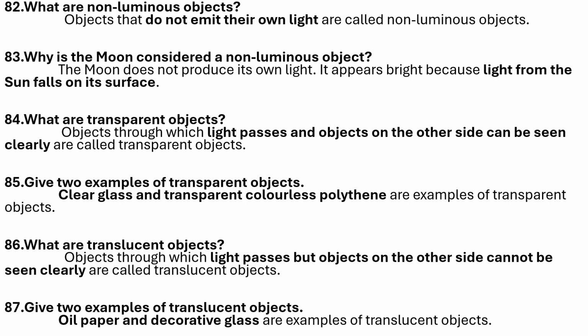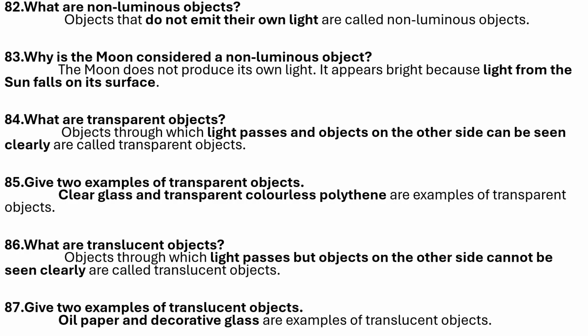What are non-luminous objects? Objects that do not emit their own light are called non-luminous objects. Why is the moon considered a non-luminous object? The moon does not produce its own light. It appears bright because the light from the sun falls on its surface.